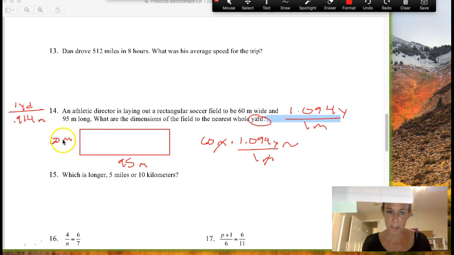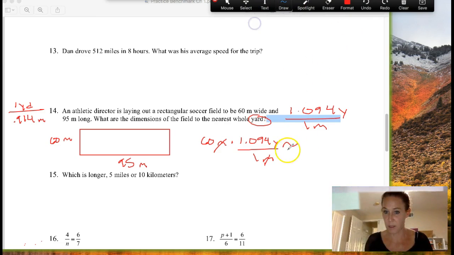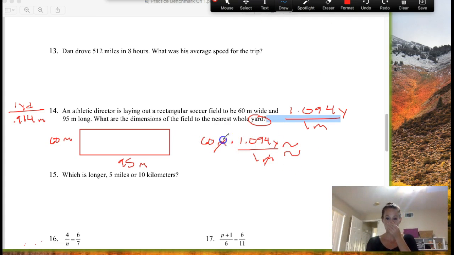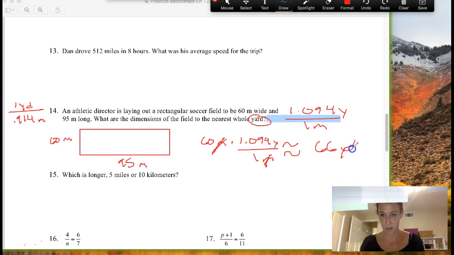So if I'm changing 60 meters, let's use this conversion. I did 60 meters times 1.094 yards over 1 meter. Now I'm going to do an approximation here because they're decimals, so it's not going to be exact. The meters cancel out. That's how you know the meters need to go on the bottom here. You want the meters to cancel out because you're converting to yards. So if I go 60 times 1.094, I'm going to get approximately 65.64, or about 66 yards.